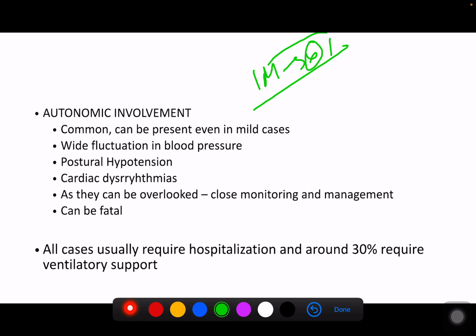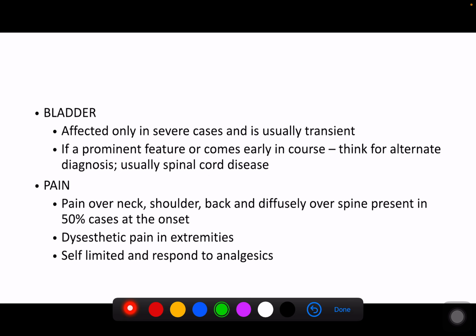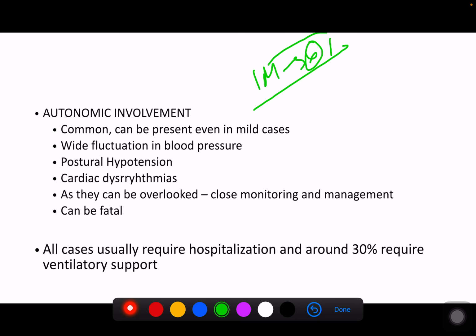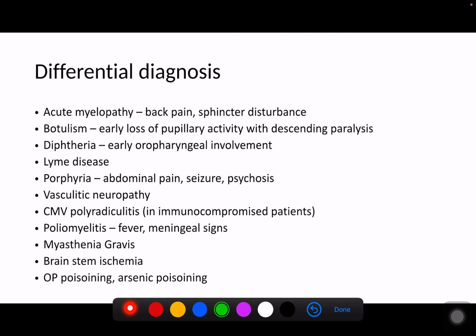So basically BP fluctuation and cardiac dysrhythmias must be remembered. If hospitalization is needed, that means there's a respiratory compromise, because of which hospitalization is needed. Now this is the differential diagnosis for Guillain-Barré syndrome.